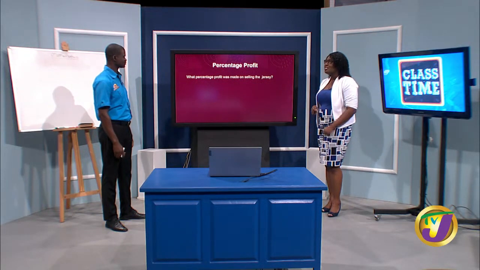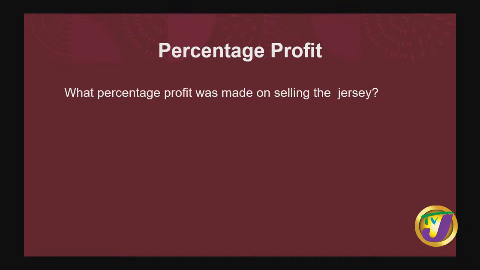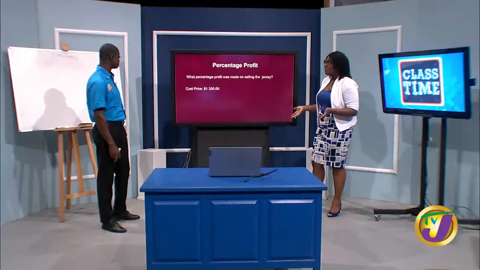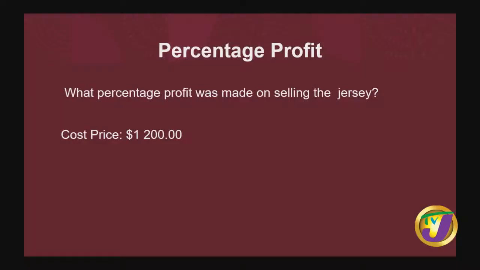So let us look at our jersey situation and let us calculate the percentage profit made on selling this jersey. We know we made a profit of $300 and we just looked at the formula to calculate profit or loss. So my cost price was $1,200. I sold my jersey for $1,500, and I made a profit of $300.